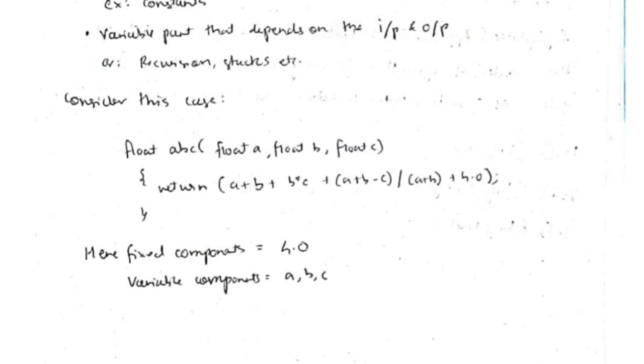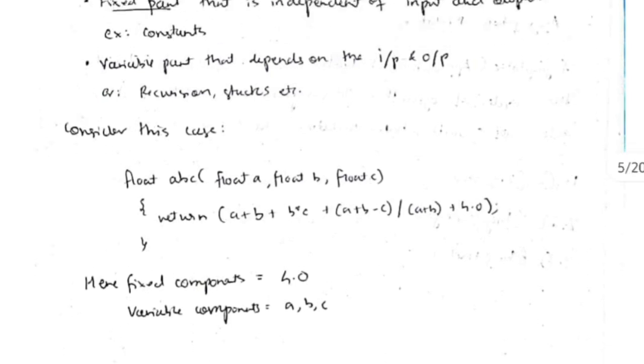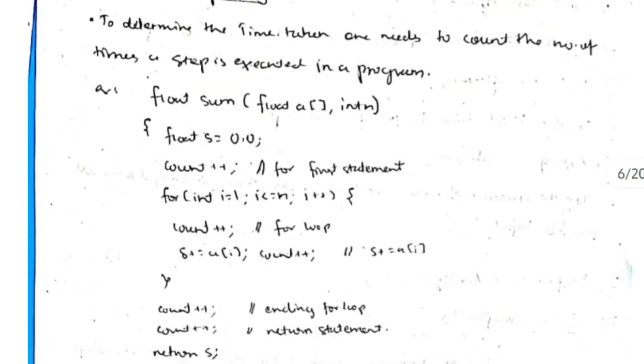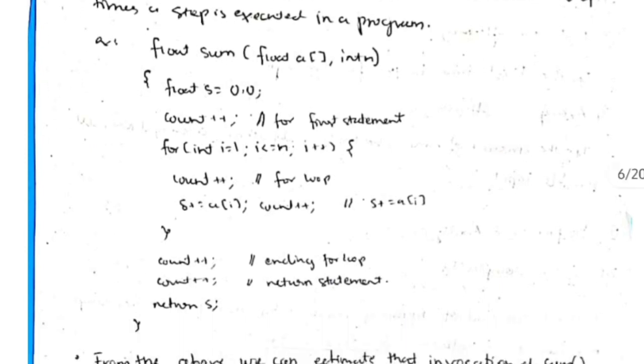Okay, so in that case we'll be calculating the space complexity of this function. Similarly, we have time complexity, in which we'll determine the number of times a step is executed. For example, in float sum, how many steps are there? First step is this one: float s, this will be initialized. Then the second is the for loop. In the for loop, how many times are you running?